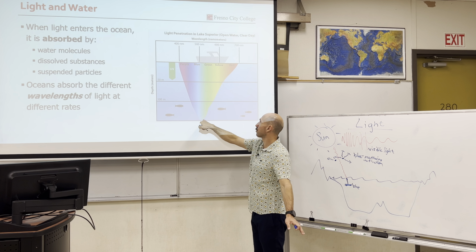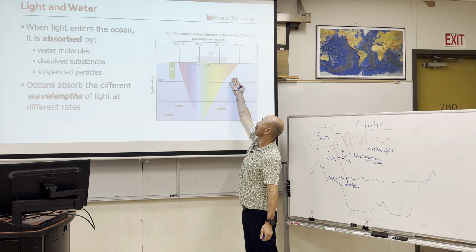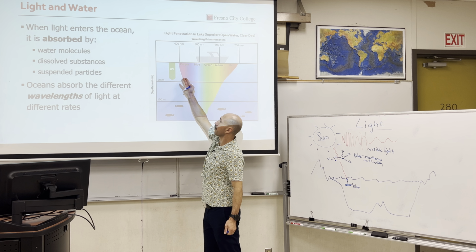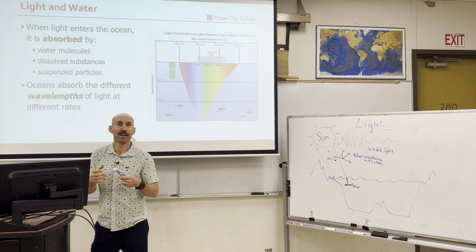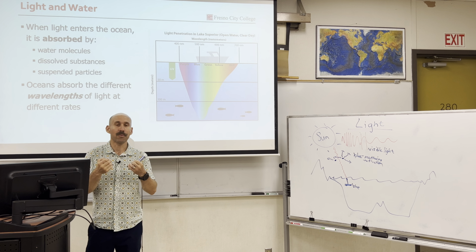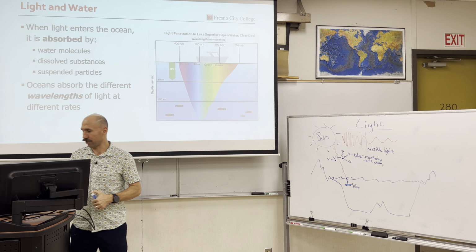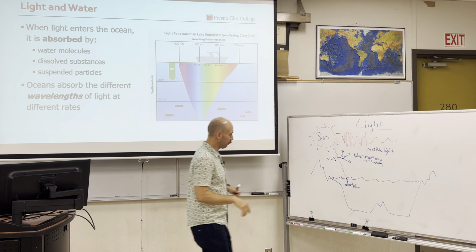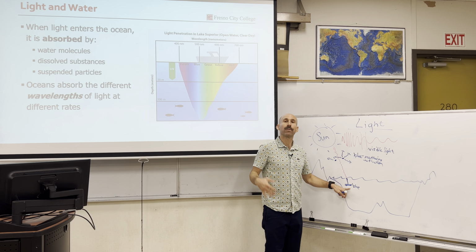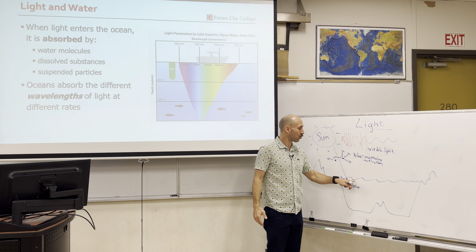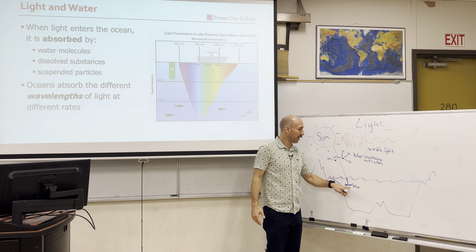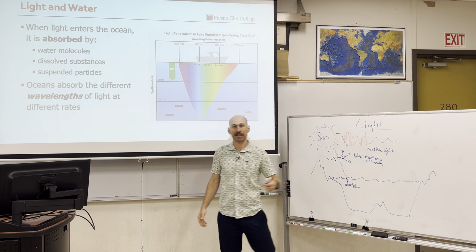Some oceans are blue, some oceans are green, but you don't have red oceans, you don't have yellow oceans, you don't really have purple oceans. This is because of the absorption of the unique wavelengths of solar radiation. So, why are the oceans blue? Because all the other colors of visible light have been absorbed, and the remaining color left is blue. It's the last to be absorbed.